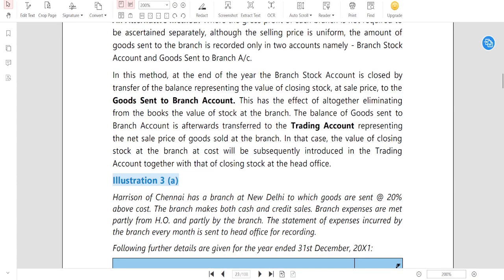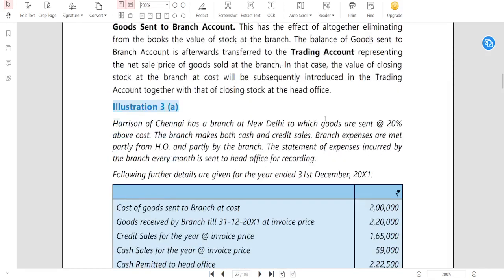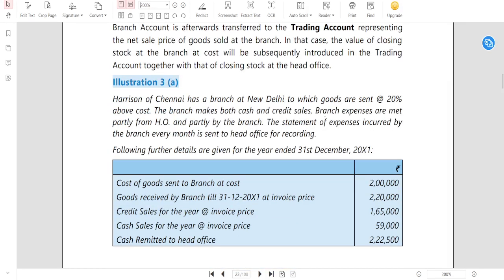Let's read the question. Question number 3: Harrison of Chennai has a branch at New Delhi, to which goods are sent at 20% above cost. It means, sir, IP. Definitely when this sort of language is used, then we need to understand there is an invoice price, like IP.